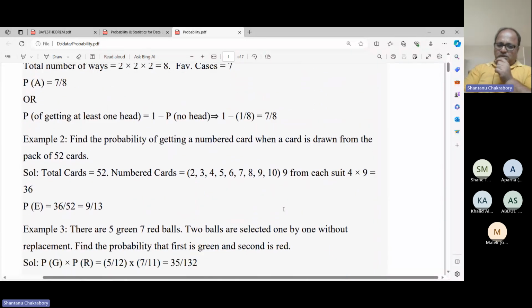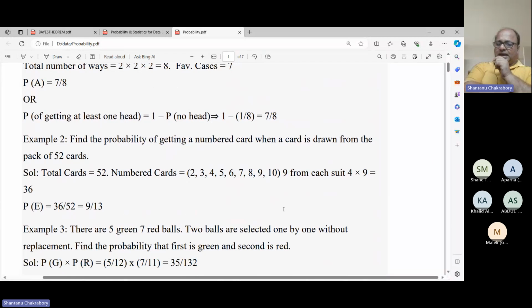There are 5 green balls and 7 red balls. 2 balls are selected one by one without replacement. Find the probability that the first ball is green and the second ball is red. So total balls are 7 plus 5, that is 12. That is the total number of balls in the basket from where we are selecting one by one.